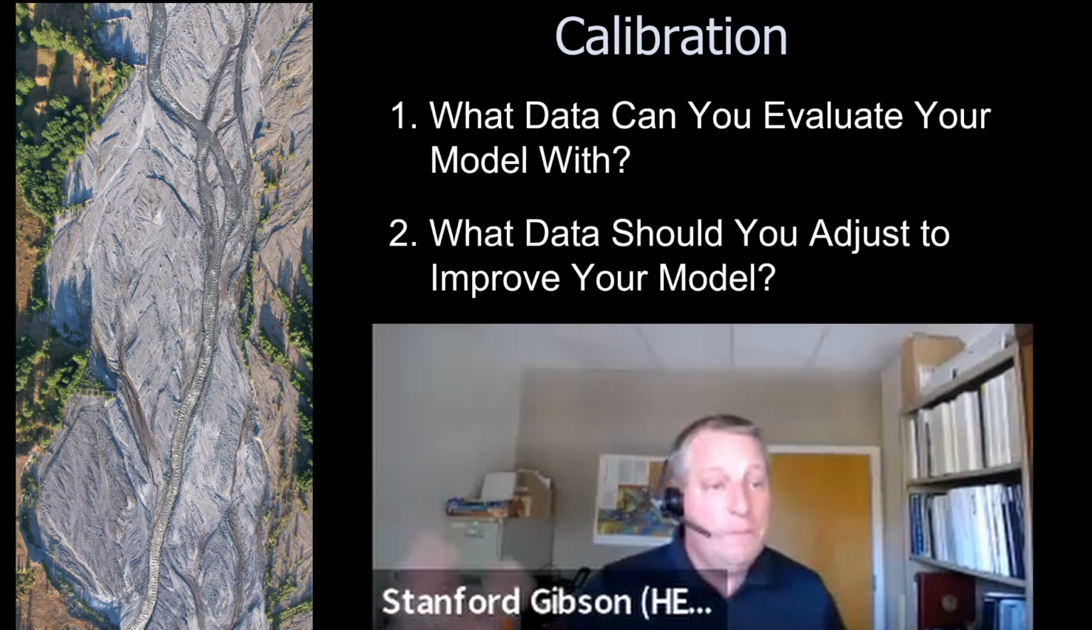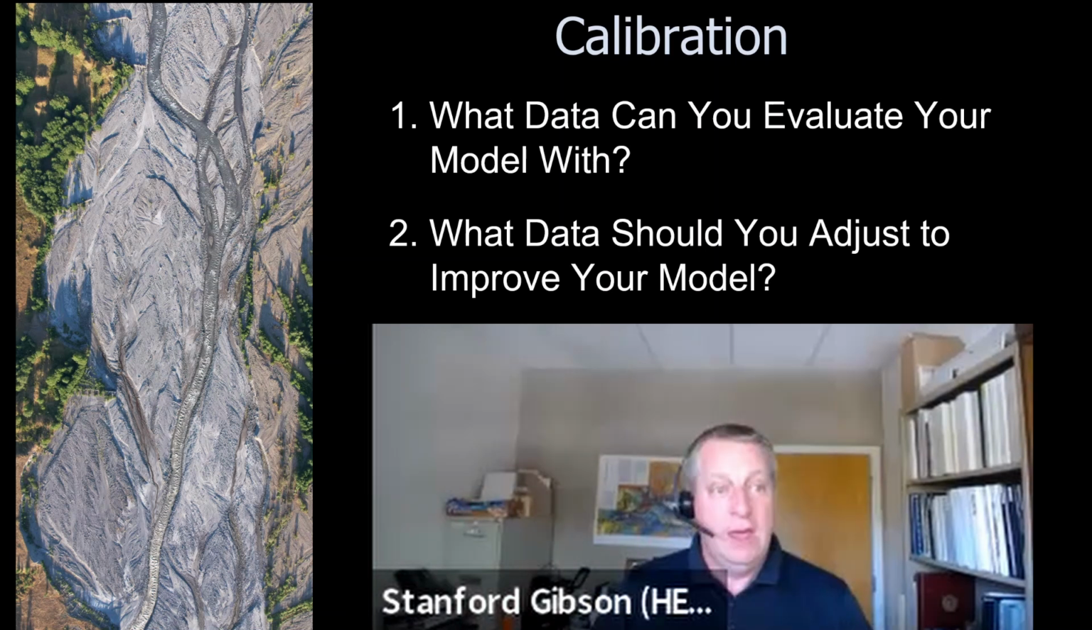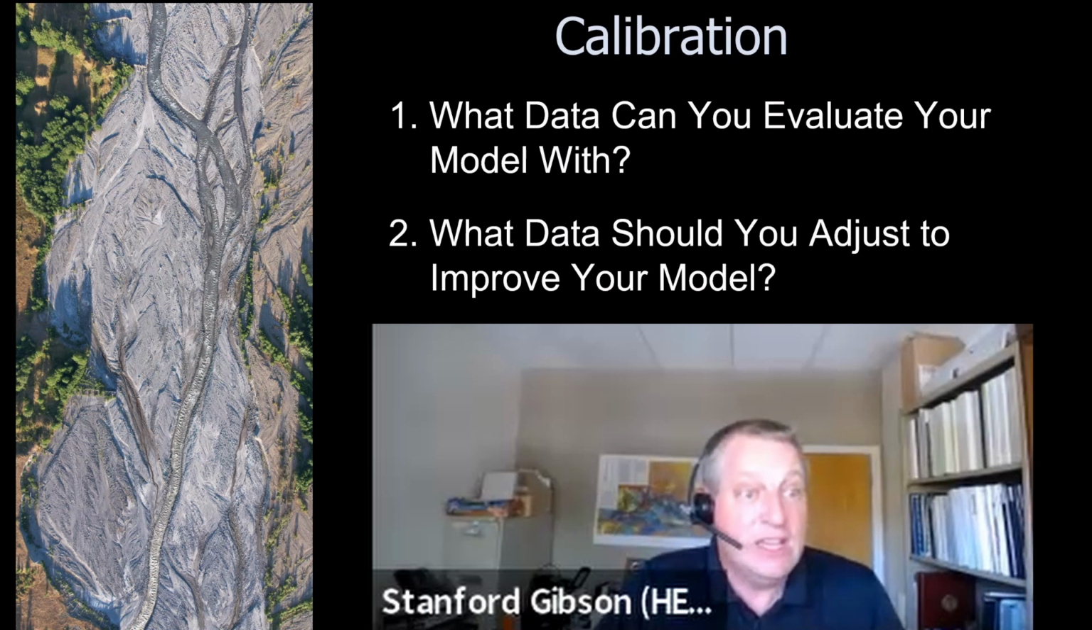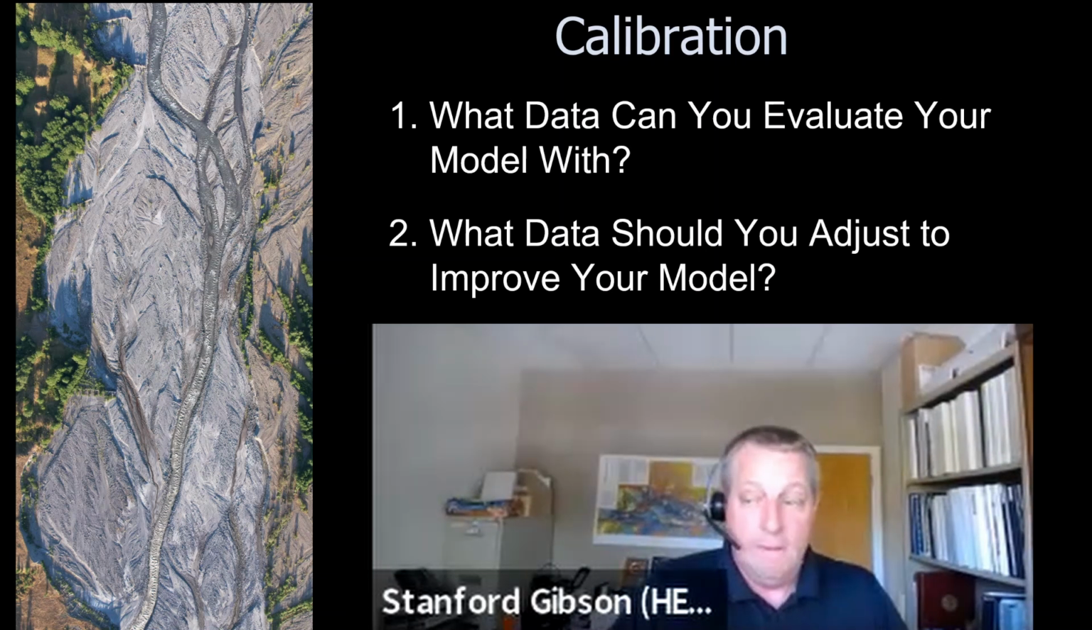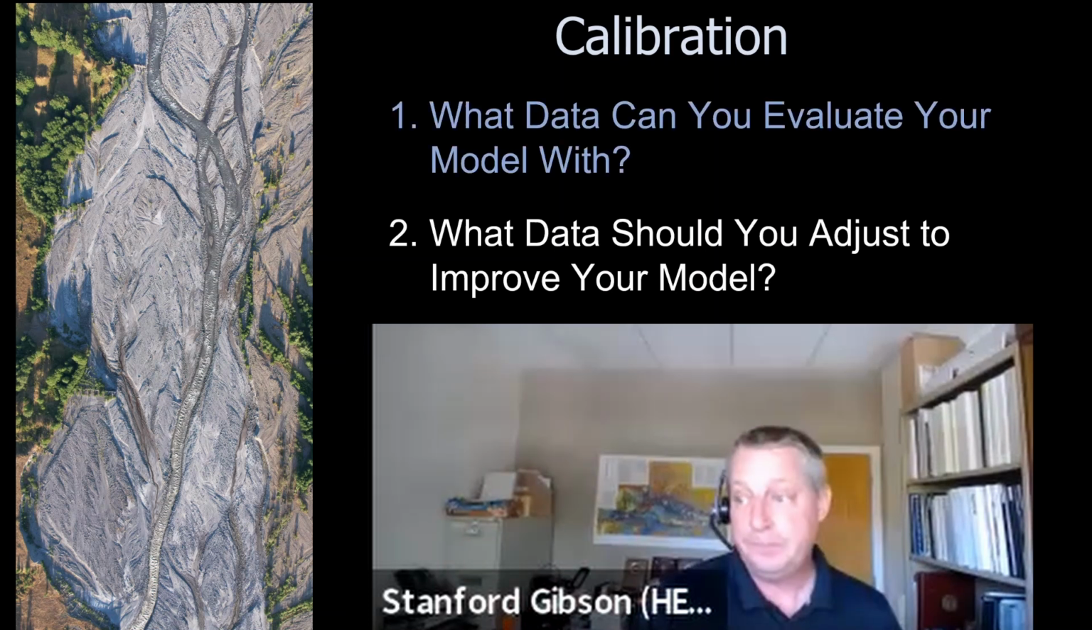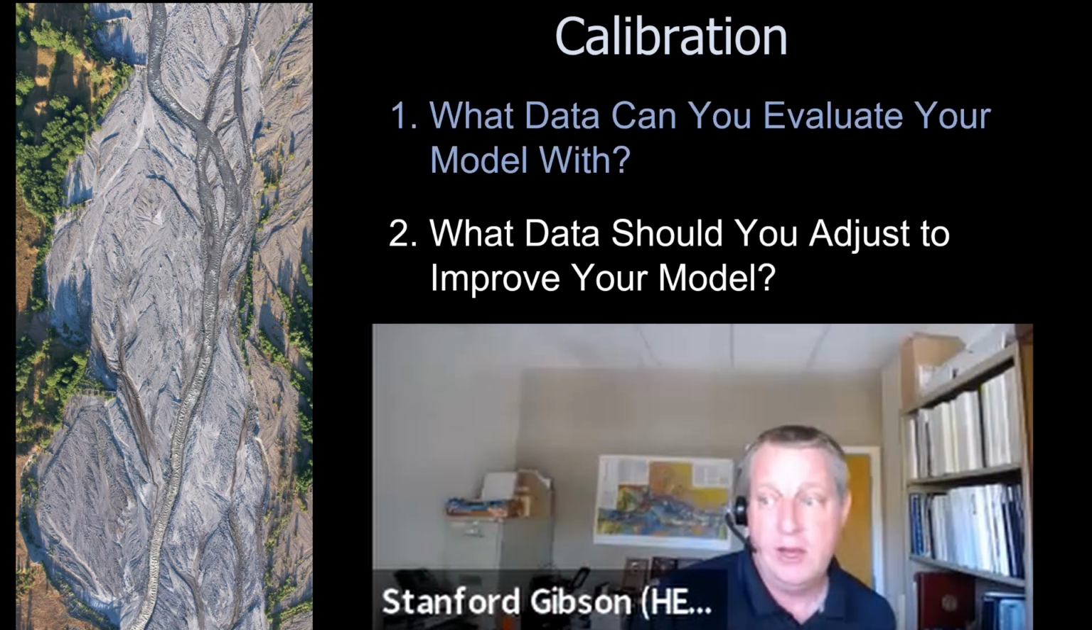And so there are two basic questions in calibration. One is, what data do you evaluate your model with? And then when your model inevitably doesn't match those data, because it won't, there are all these free parameters and data in your model, which of those should you adjust? Okay, so first, how can you evaluate your model?